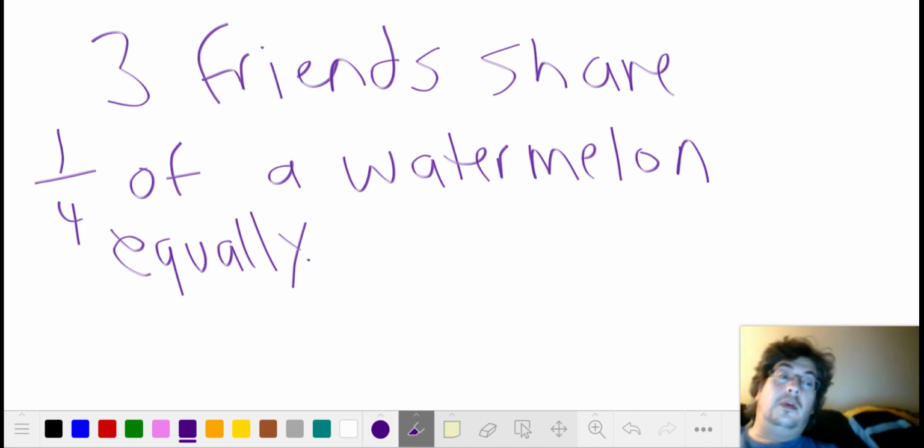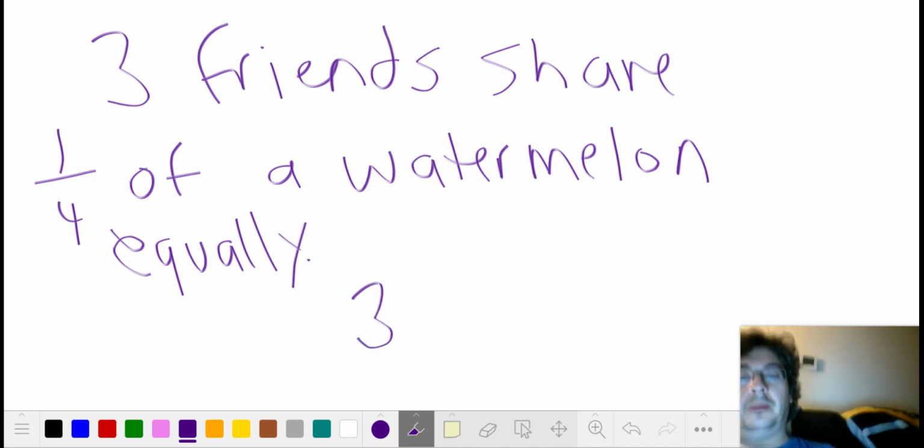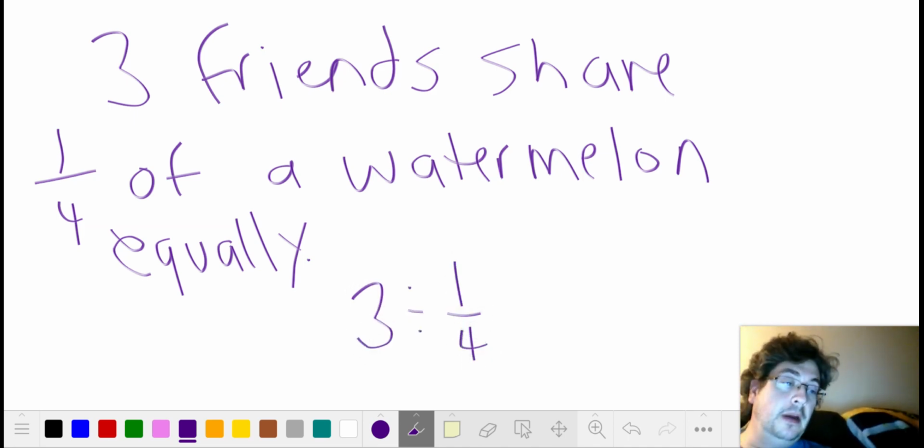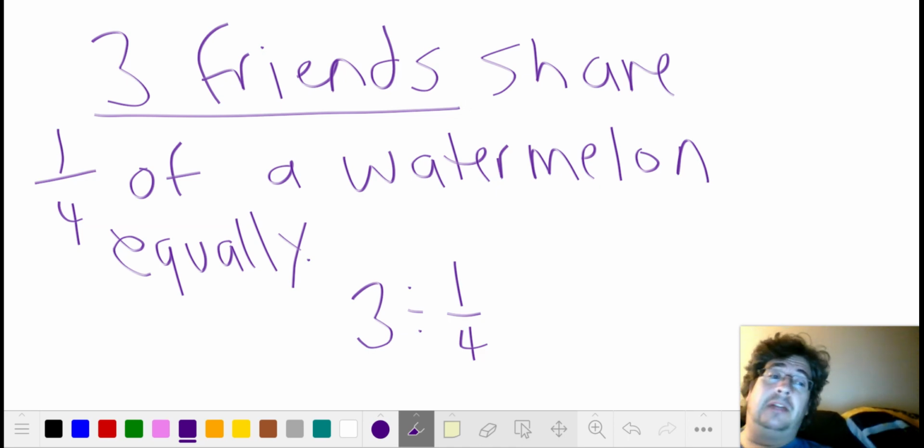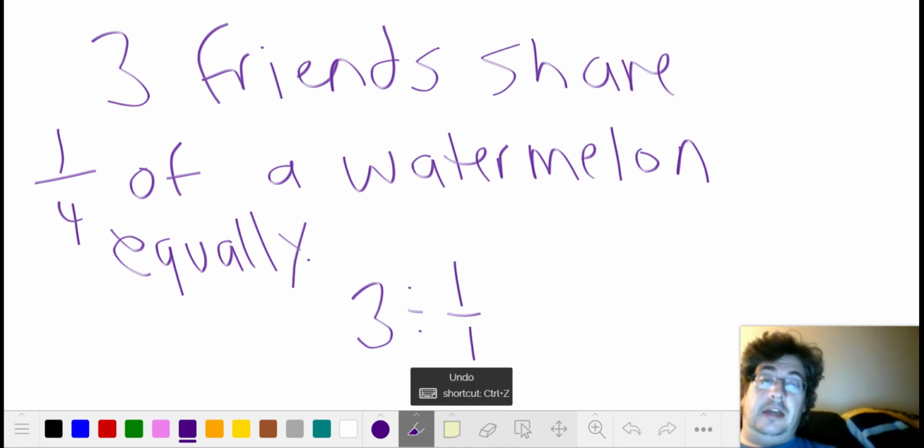So let's make sure that we're setting this up correctly, okay? Because one of the most common mistakes that I see is students will set this problem up as 3 divided by 1/4. Why? Because 3 is bigger than 1/4, and it just looks right. But we got to slow down and really think about what's going on here. If I do 3 divided by 1/4, what I'm really doing is I'm dividing 3 friends into fourths. That's not what we want to do here. So let's back up that train.